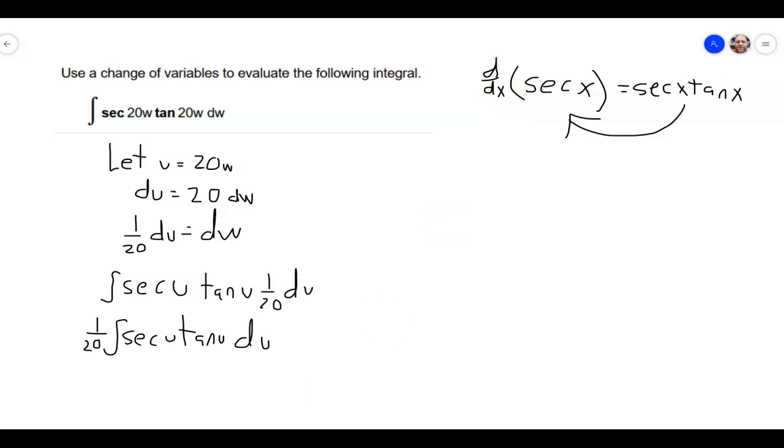So now we can go the other direction and find the antiderivative. So that is 1 over 20 times just the secant of u plus c. And finally, we have to substitute back the 20w for u. So this is 1 over 20 secant of 20w plus c, and that will be our final answer there.